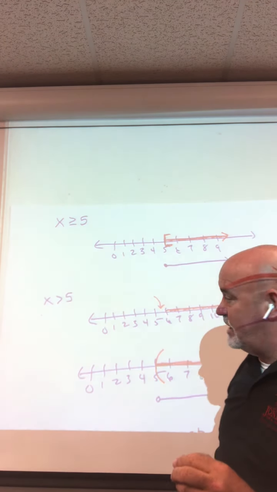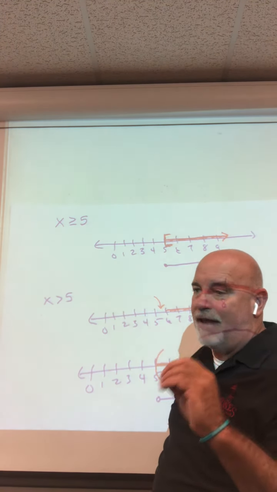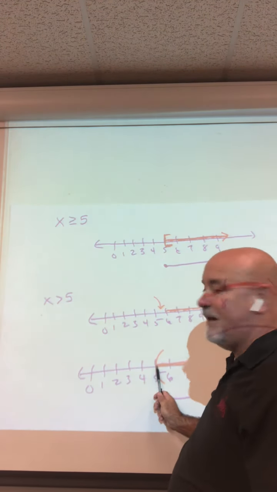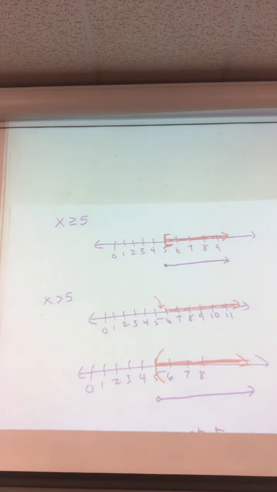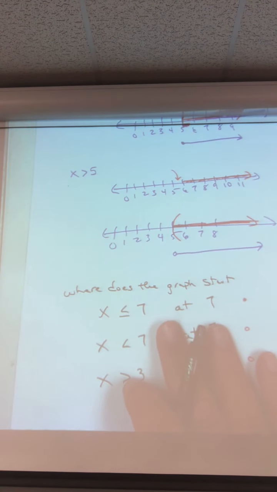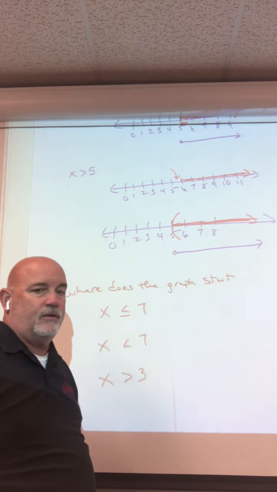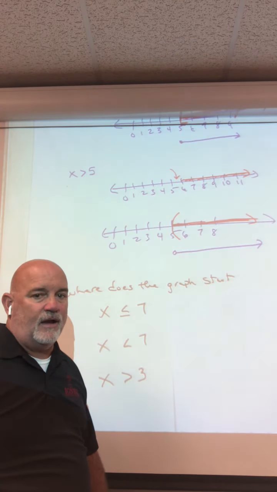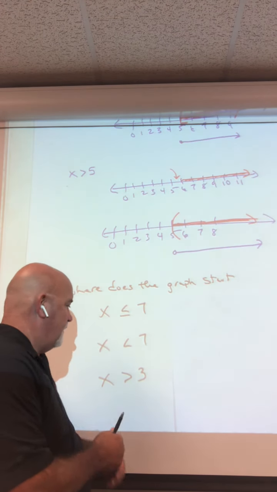Here's the main thing I want you to see. X greater than or equal to 5, the graph starts where? At 5. X greater than 5, the graph starts where? At 5. So both of these graphs start at 5. So if I use that same reasoning, if I ask you x is less than or equal to 7, where would the graph start? At 7. X is less than 7. Where would the graph start? At 7. X greater than 3. Where would the graph start? At 3.